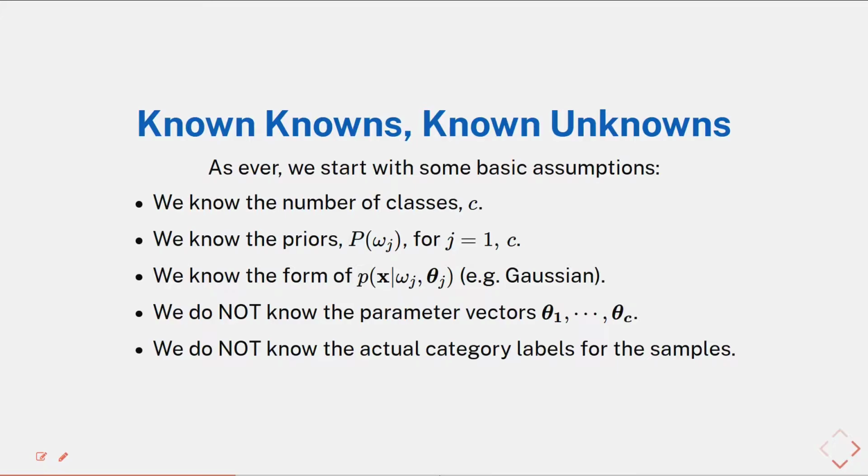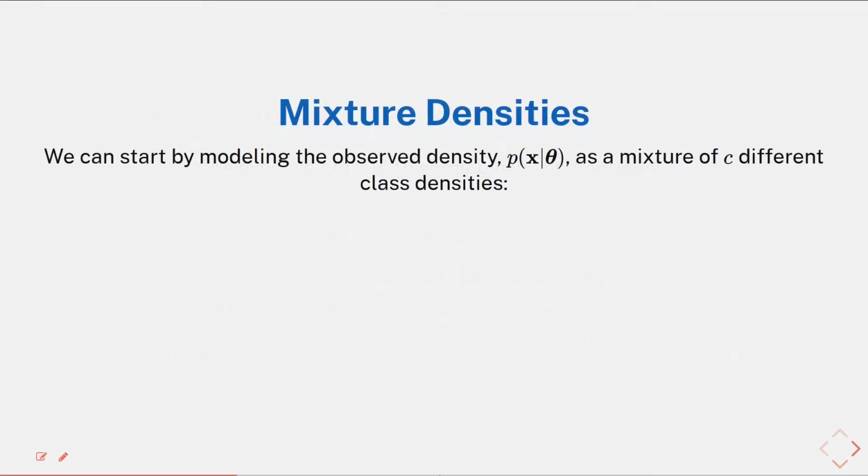Okay. So we're going to start by modeling the observed density as a mixture of C different class densities. So in this case, we have a sample density here, the probability of observing a feature vector x given a set of parameters. And these parameters control just any sample that you might observe. So there's no class subscript here. This is just what's the probability of observing a particular feature vector.